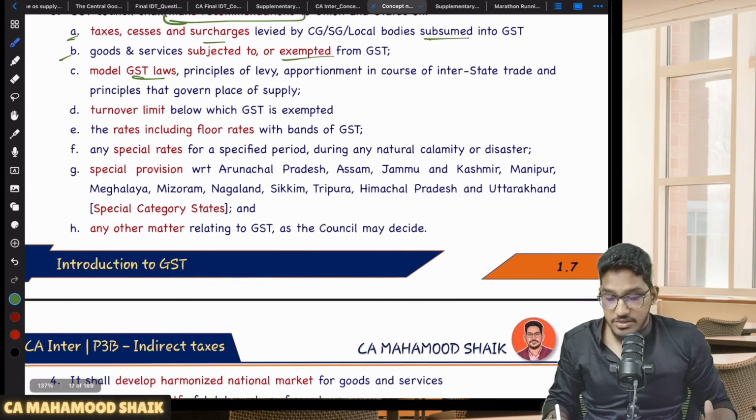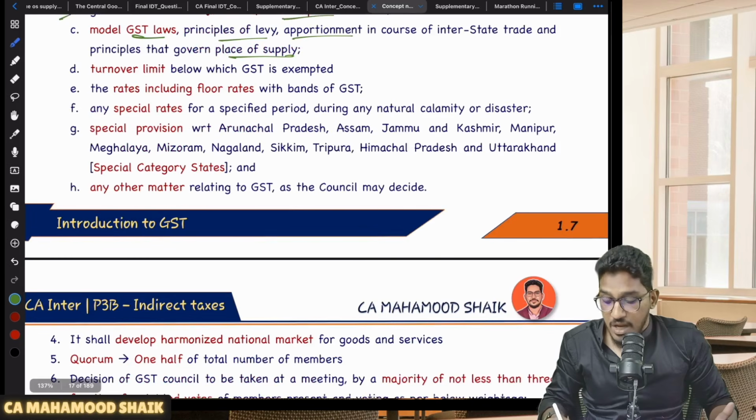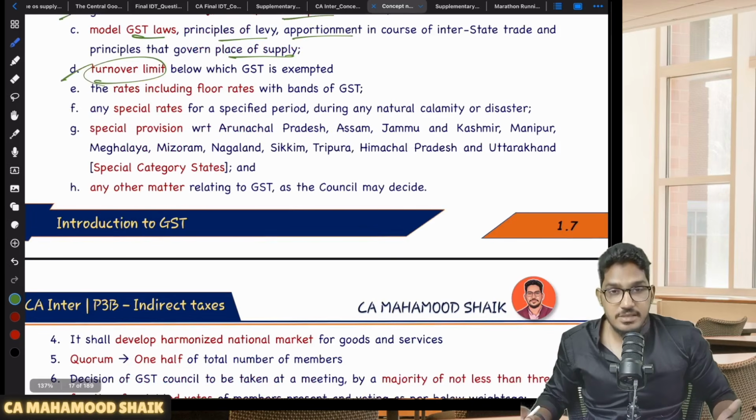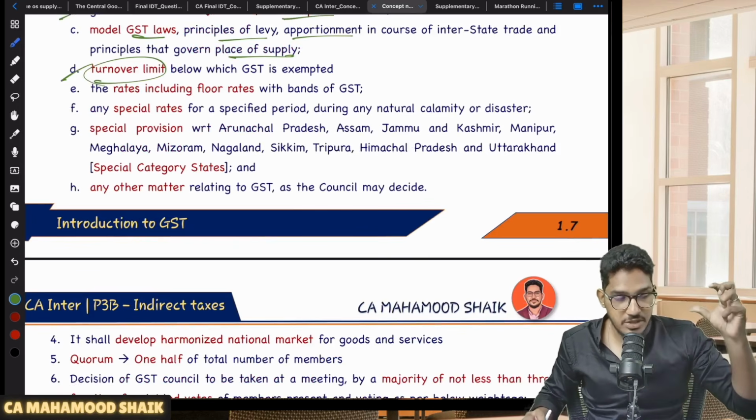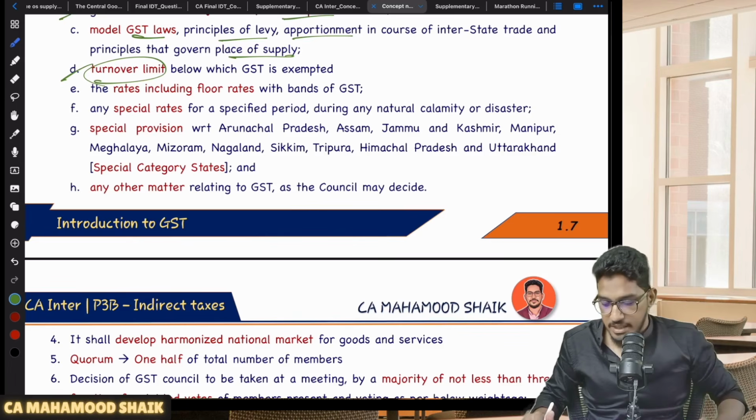And they will draft GST laws. They will decide principles of levy, how to apportion, how to govern place of supply. All this they will also decide. They will decide turnover limits: when the person is liable for registration, when the person is not liable for registration, how to calculate, and what will be the applicable threshold limit for registration. All that will be decided by them.